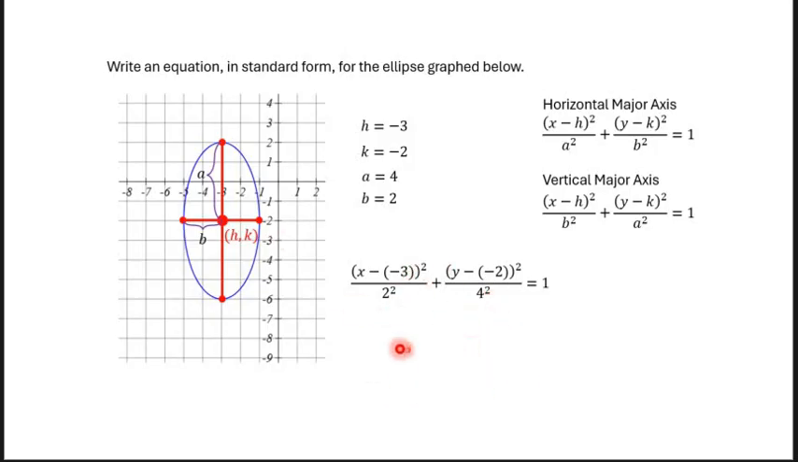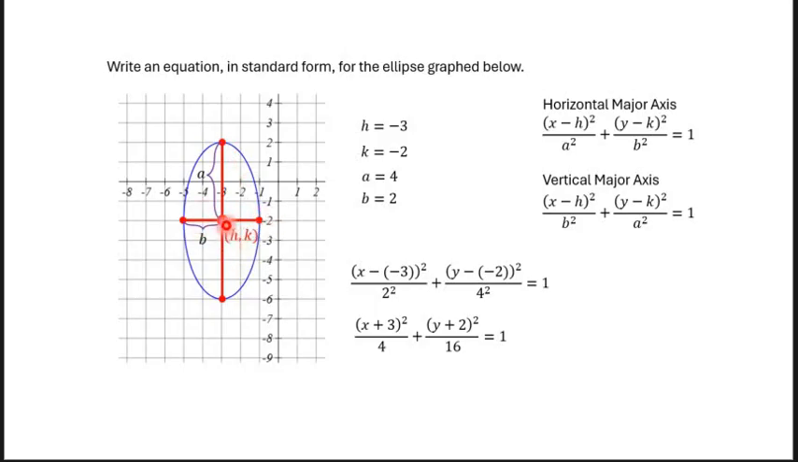So cleaning this up a little bit, we know minus a negative is plus, 2 squared is 4, and 4 squared is 16. This is the standard form of the ellipse that was drawn, and that's all we need to know. We need to know where the major and minor axis intersect each other to find the center.